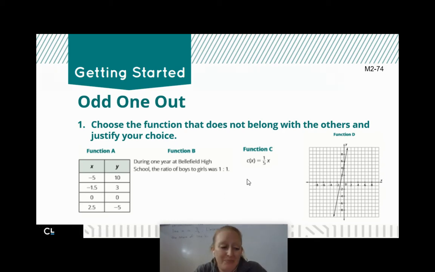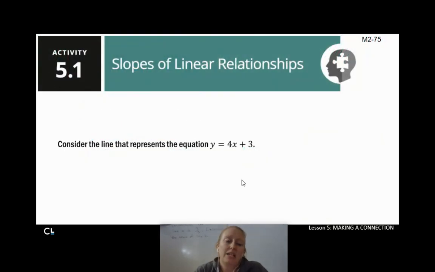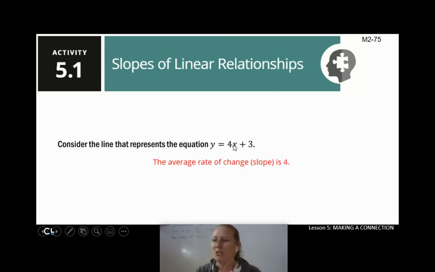I don't know. So I would like you to consider the line that represents the equation y equals 4x plus 3. What things do you know about this line already? Hopefully, you're already noticing that your slope or your average rate of change is 4. Hopefully, you're also noticing that your y-intercept is 3. I'm sure these are things you already noticed.